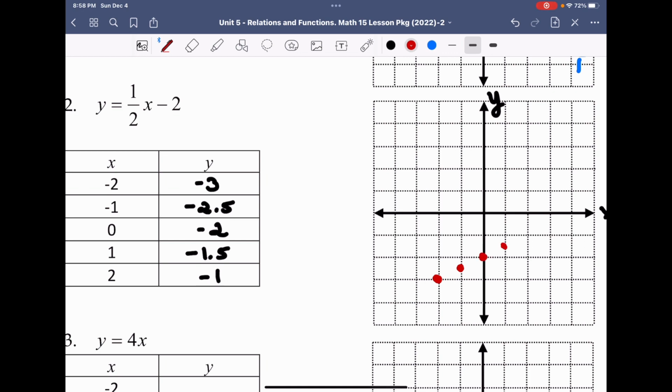1 and 1.5, which puts me here. And finally, 2 and -1 here. And if I draw a line to connect these, it would look like the following. Now, we want to determine, first of all, the y-intercept. So the y-intercept occurs right here.